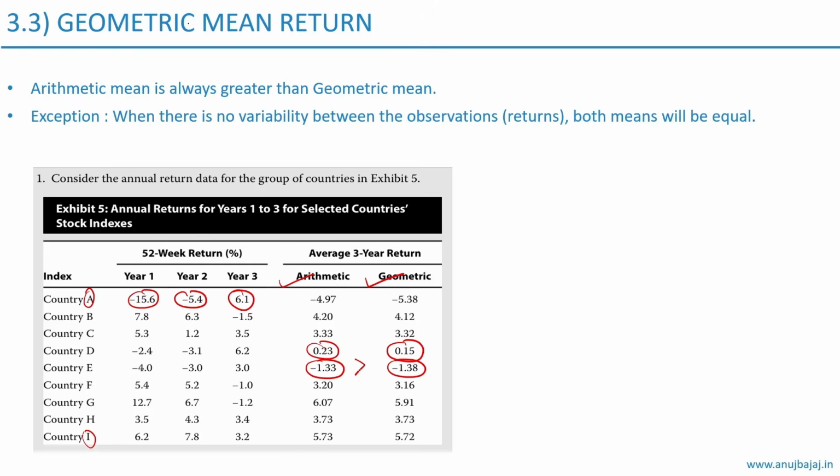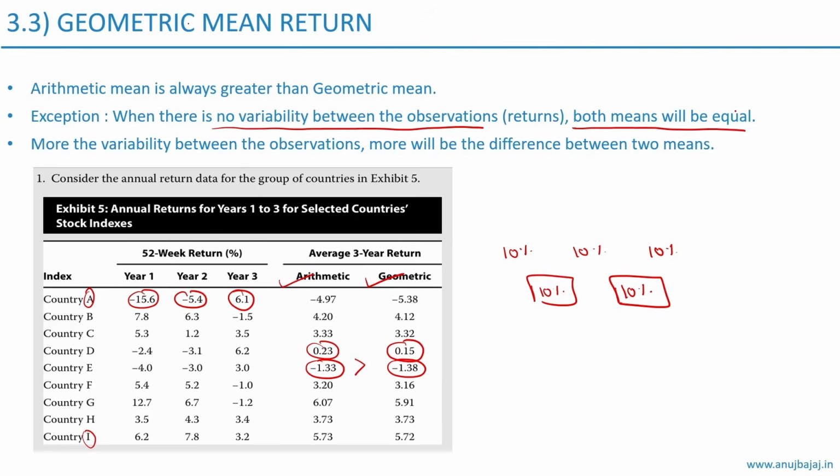But there is one exception to this rule. When there is no variability between the observations, that is, say the 3 years' returns are 10%, 10% and 10%. Then the arithmetic mean return will also be 10% and the geometric mean return will also be 10%. So when there is no variability between the returns, both means will be equal. And when the variability between the observations is high, the difference between the means will also be high.